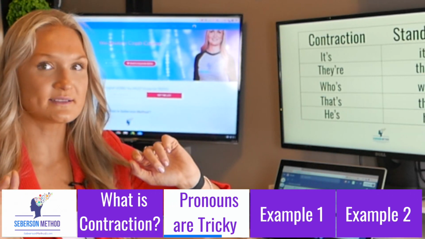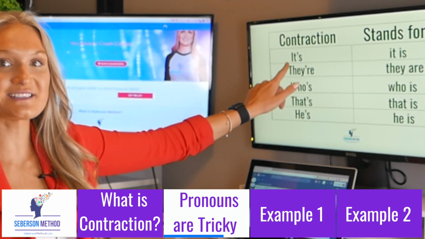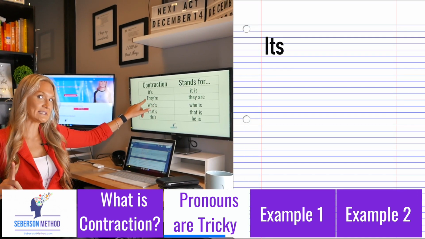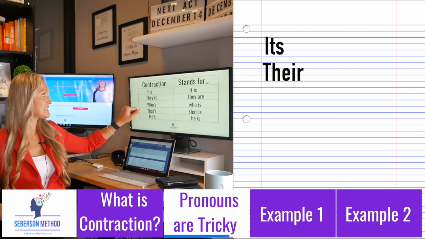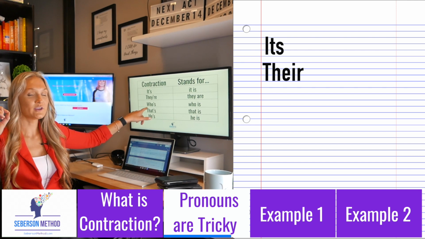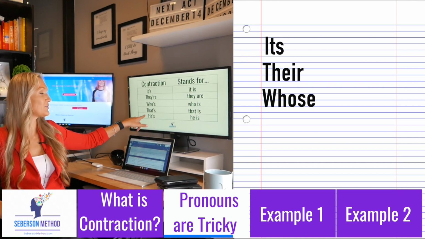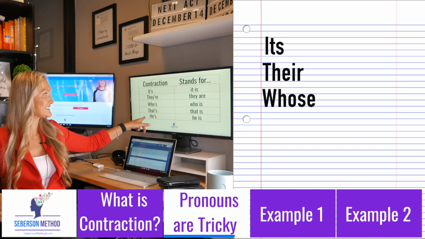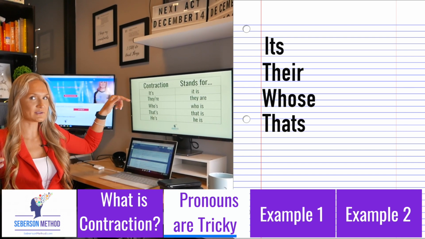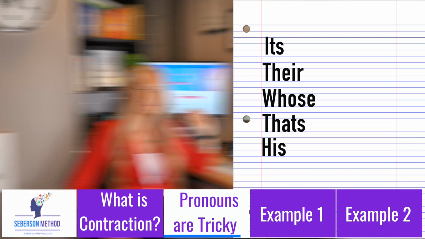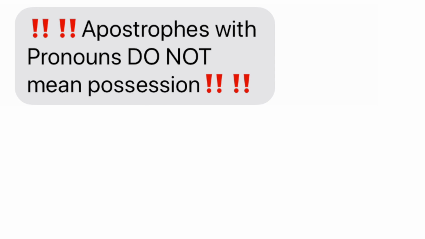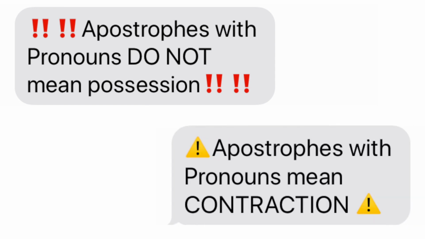If you wanted to say that it belongs to it, you're going to say its. If you wanted to say that it belongs to them, you can say their. If you wanted to say that it belongs to who, you're going to say whose. If you wanted to say that it belongs to that, you're going to say that's. If you wanted to say that it belongs to he, we're going to say his. No apostrophe needed. Really have it sink in. Apostrophes with pronouns do not mean possession. Apostrophes with pronouns mean a contraction.